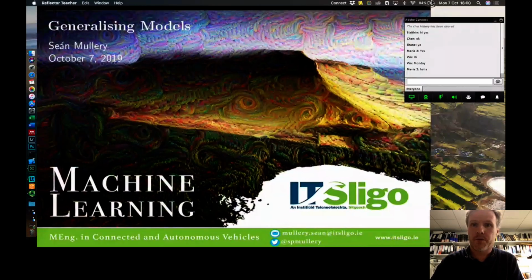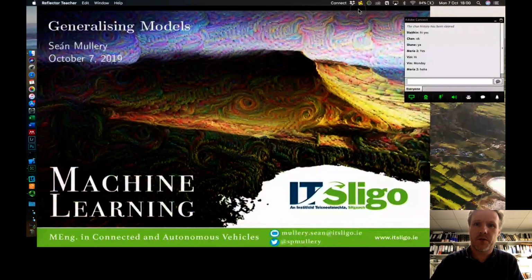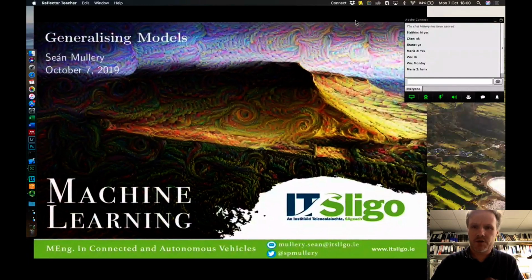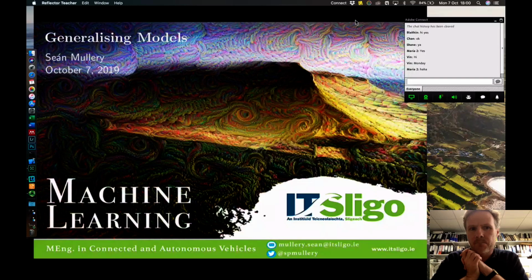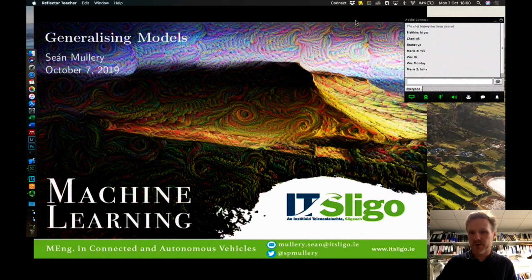What I'm going to be covering in tonight's lecture in machine learning is generalizing models. The idea here tonight is to think a little bit beyond just training a model, and to think about how that model performs when it meets data that it hasn't seen before. The trouble is that when we're developing models, it can be difficult to know what's going to happen when it meets something it hasn't met before.